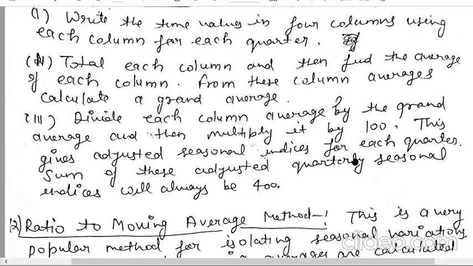And the sum of these adjusted quarterly seasonal indices will always be 400, meaning first column plus second column plus third column plus fourth column. So the total sum will be 400, right?